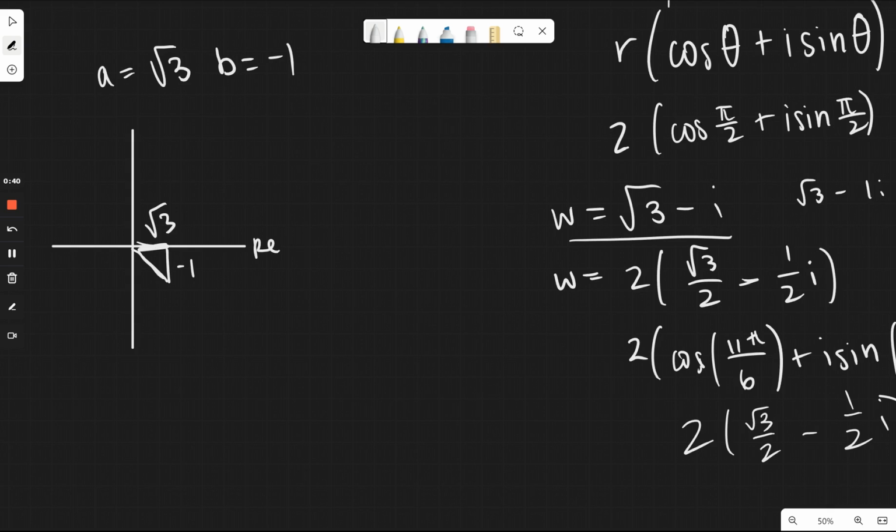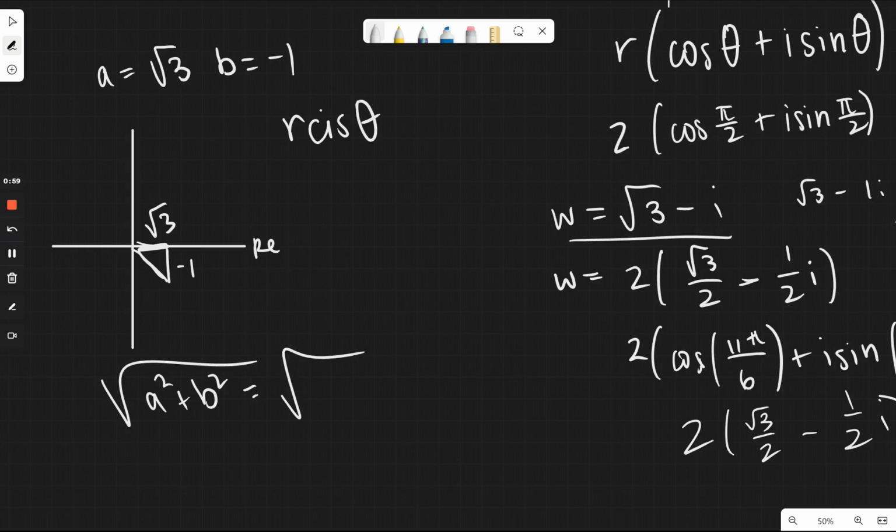If we want to find the radius and the angle, because that's really all we need for a complex number in polar form, remember it's r cis theta. To find the radius, we just use the Pythagorean theorem. So a squared plus b squared: square root 3 squared is 3, plus negative 1 squared, which is 1, so the square root of 4. So the radius is 2.